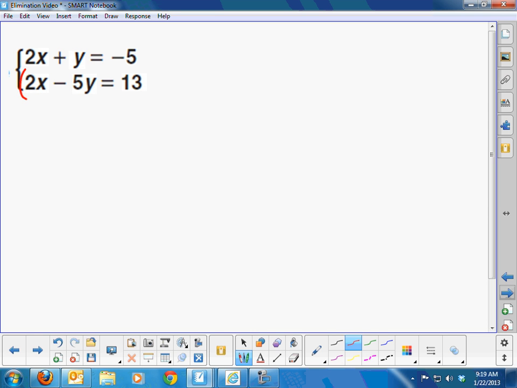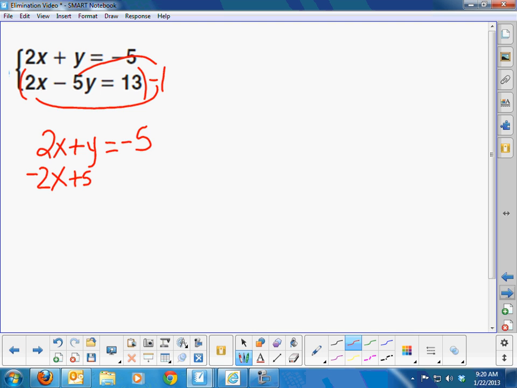If I want to make the bottom one say negative 2x, I'm going to multiply this entire equation by negative 1. So that's going to leave me with, I'm going to keep the first equation, 2x plus y is equal to negative 5. And I'm going to make the bottom, everybody's going to be multiplied by negative 1. Negative 1 times 2x, negative 2x. Negative 5y times negative 1 is positive 5y. And then 13 times negative 1 is negative 13.